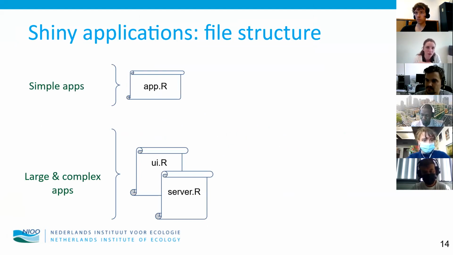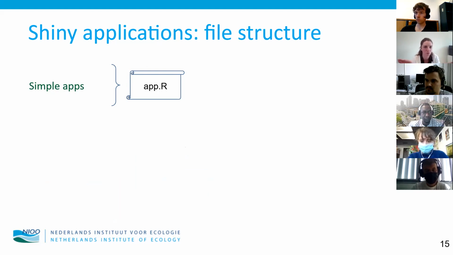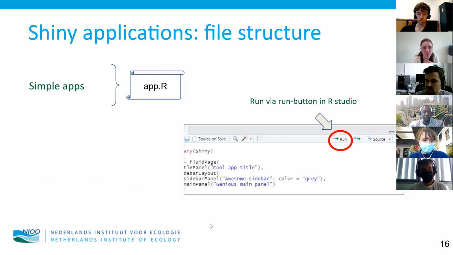So to start with, Shiny applications can have different types of file structure. You can build a simple app that you put in one script only, and then it's called app.R. Or you can have a more complex app, and then you can split different sections of your code into different scripts. And then you get, for example, a ui.R and a server.R. In this presentation, I'll mainly focus on these simple apps with one script, because that's more than enough for you to start with.